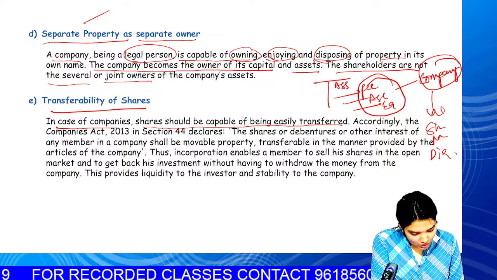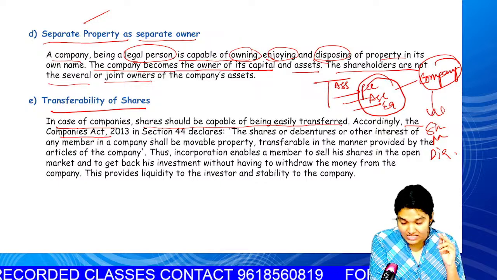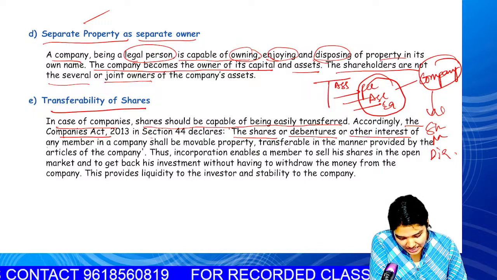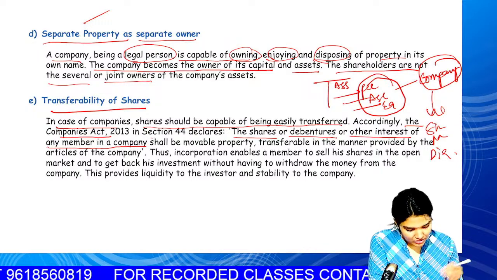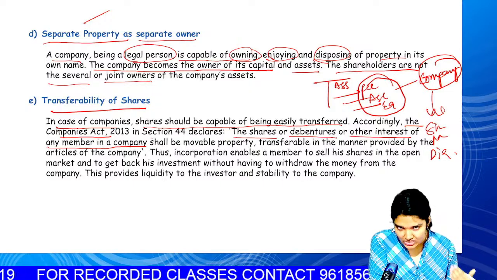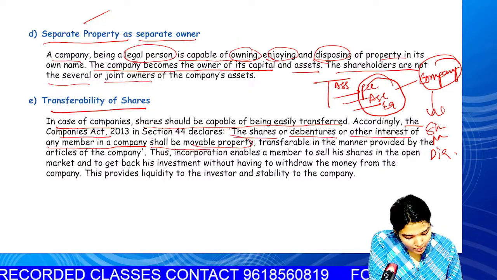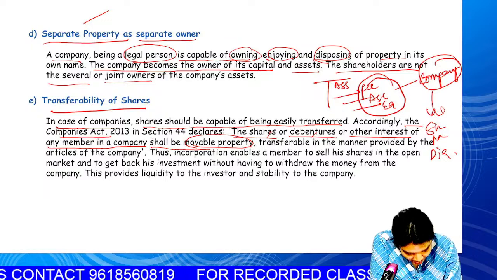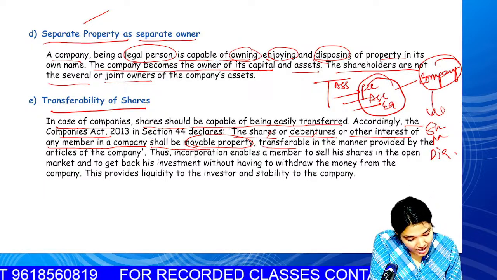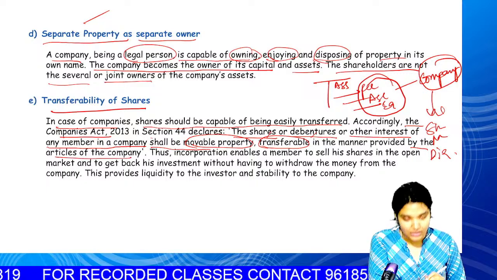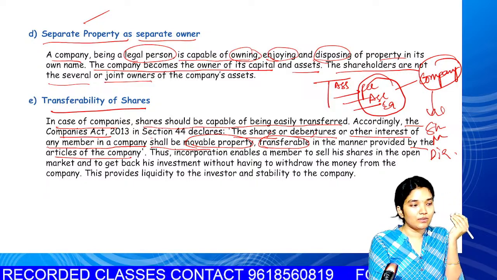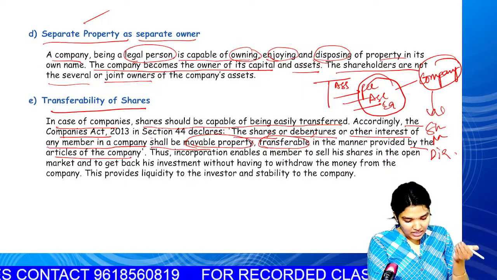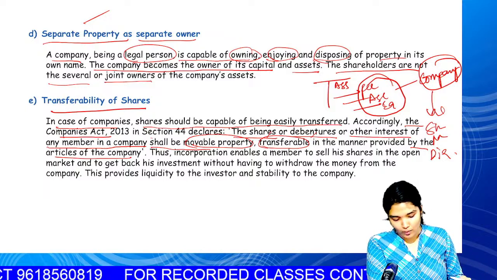It is the benefit of the shareholder. Accordingly, the Companies Act 2013 in section 44 declares the shares or debentures or other interest of any member in a company, that means preference shareholders, debenture holders or any stockholders, shall be a movable property and transferable in the manner provided by the articles of association. If the articles say that the shares should not be transferred to the public, then you should not transfer.